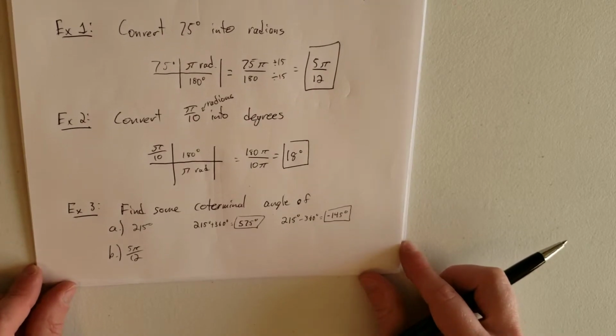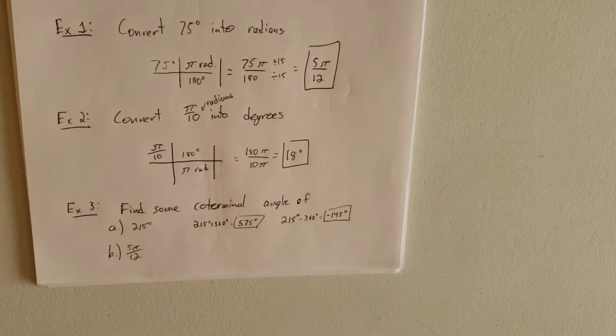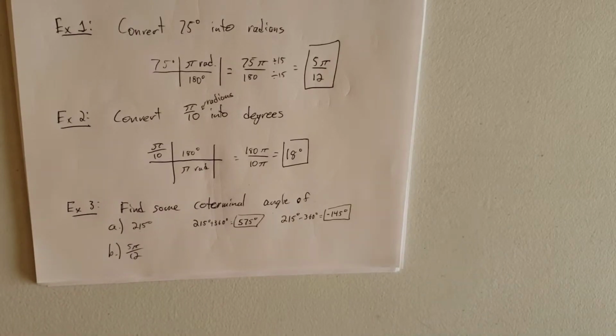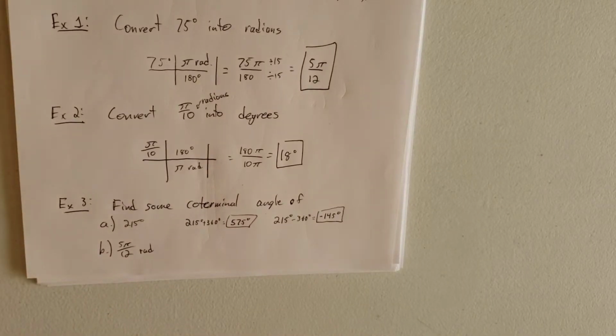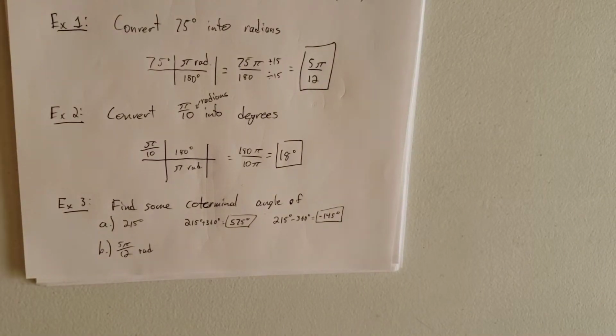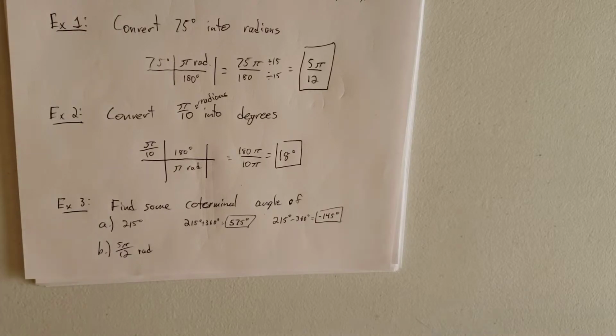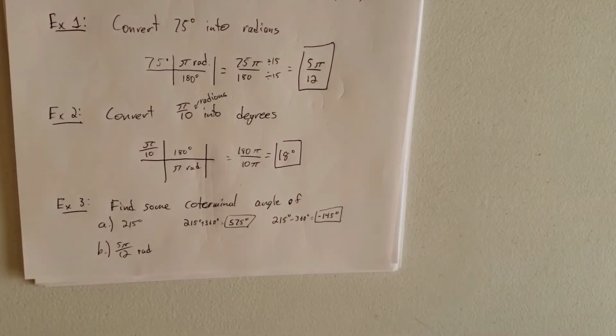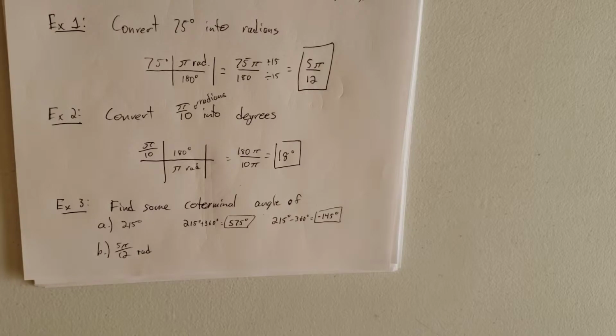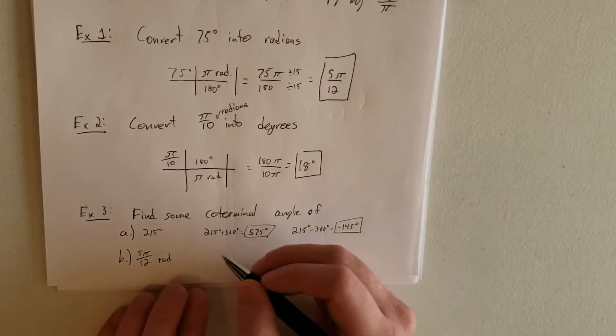We have a very similar solution for part B here, except we're starting with 5 pi over 12 radians, and if we have a pi in there, we're probably talking about radians unless for some reason it's designated otherwise. But here we would be discussing radians. So if we're going to find a coterminal angle of 5 pi over 12, instead of adding 360 degrees, since we're doing radians, we need to add the equivalent of going around the circle entirely, which is 2 pi. So we're going to add and subtract 2 pi now.